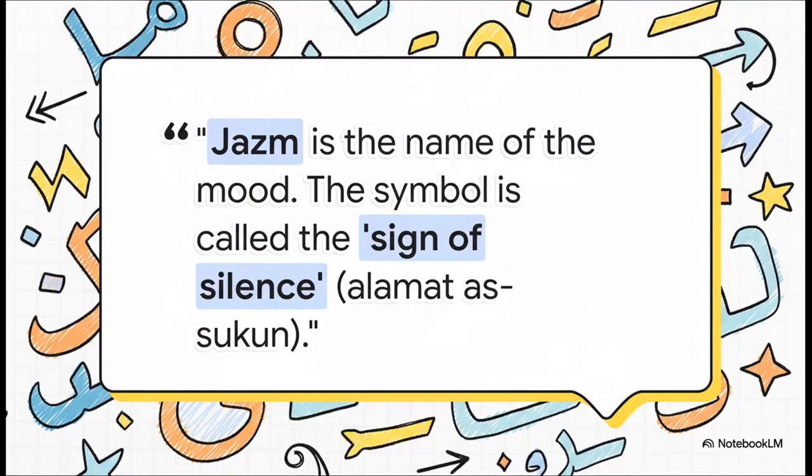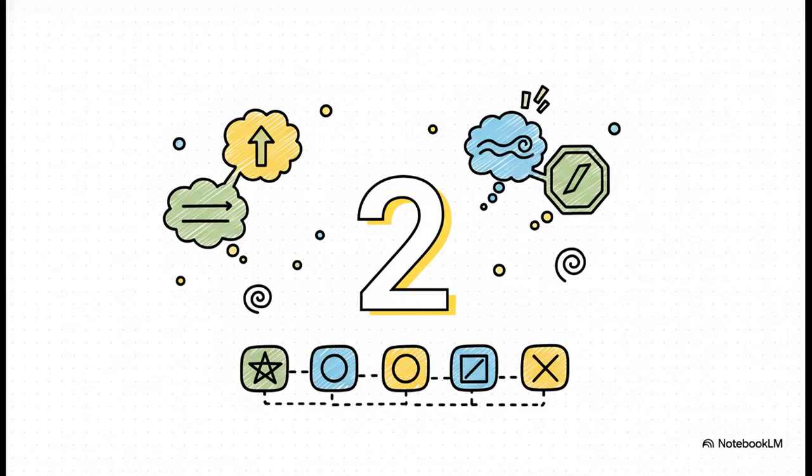And hey, here's a little pro tip for you, straight from the source material. If you really want to sound like you know your stuff, the entire mood itself is called Jazm. That little circle symbol, though, that's technically called the alamat as-sukun, which literally means the sign of silence. It's a small distinction, but an important one. And we can't forget our special group 4. These 2 forms, the feminine plurals, are the true rebels of the entire system. Grammarians call them fixed or mabni, which basically just means they never, ever change. Indicative, subjunctive, jussive, it doesn't matter what particle you throw at them, they always, always stay the same.